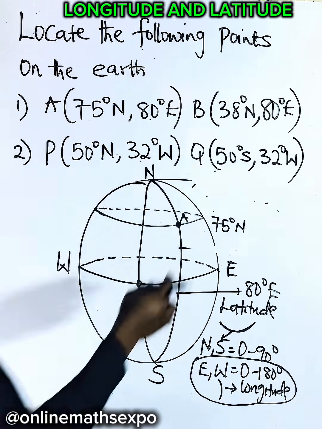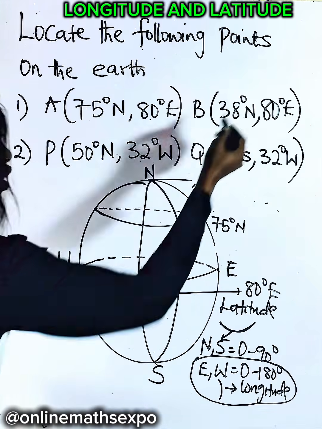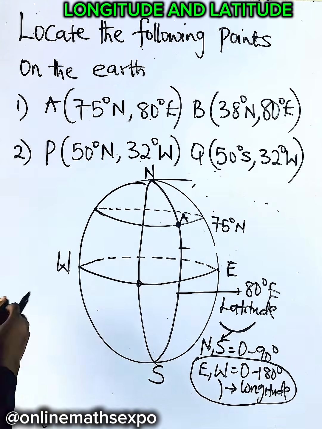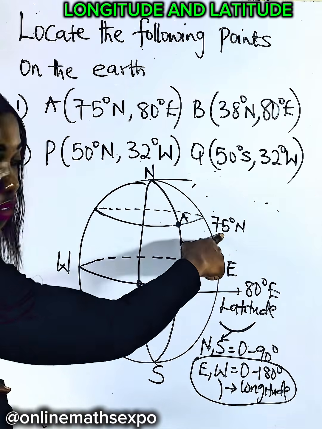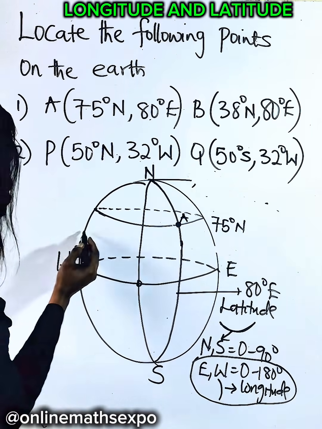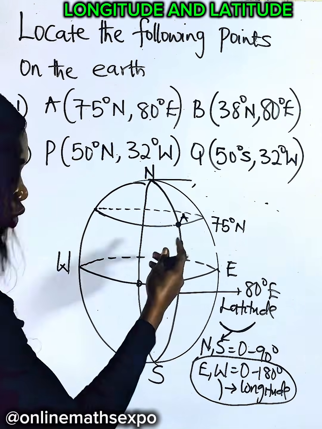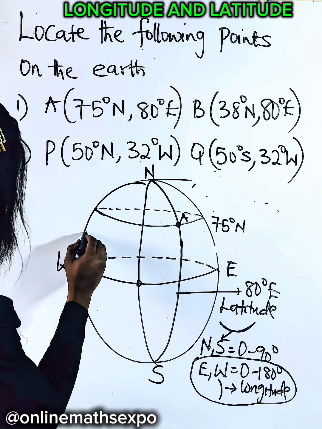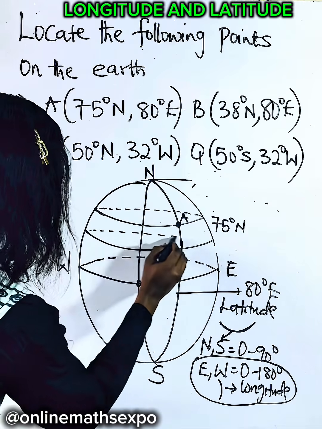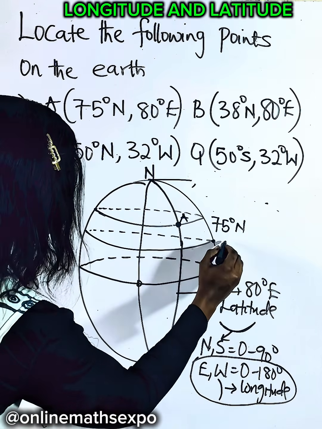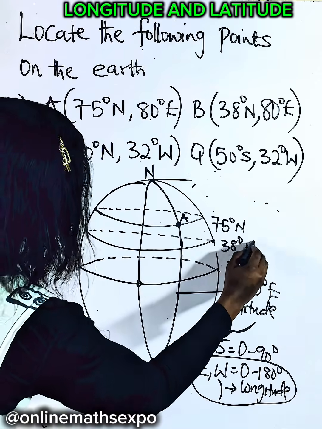Now we go to point B. 38 degrees north. This is still your north. So where do you find 38? Remember, you've already shown 75. So 38 should be somewhere here. Just try to use your common sense. So we are going to locate 38 somewhere here. Now, having located 38, please label it. This place is 38 degrees north.